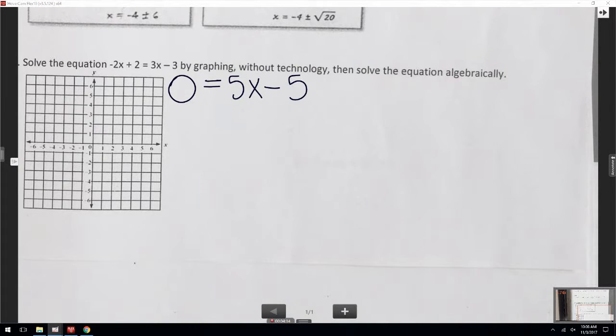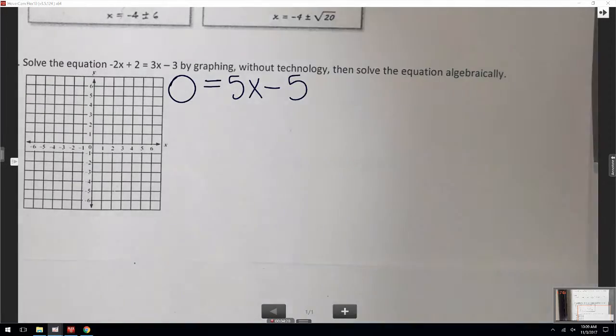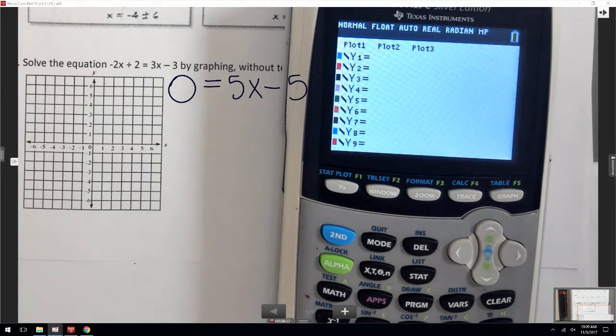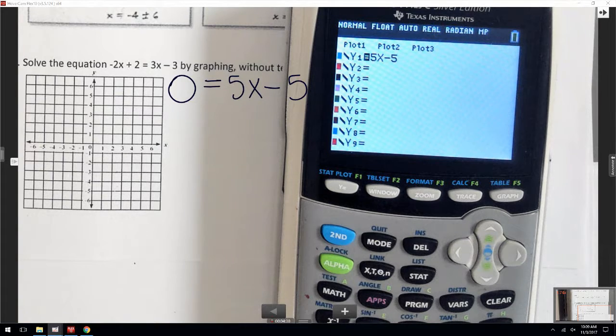Where would I go to solve by graphing? You go to y equals. And when you get to y equals, what would you type in? 5x minus 5, right? And then what button would I hit from there? Hit graph.